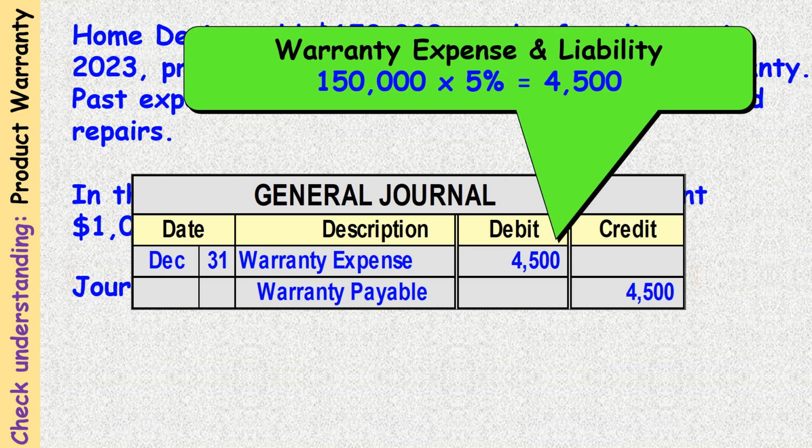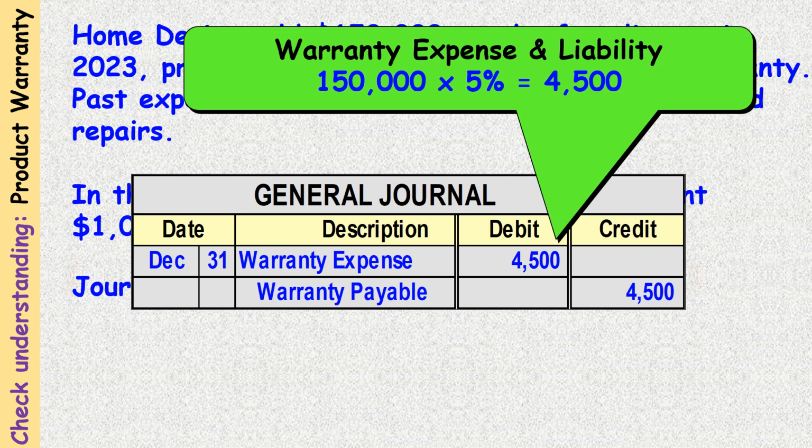This is the journal entry in 2023 when the sale was made and when the obligation or commitment to provide warranty service was made by Home Design.